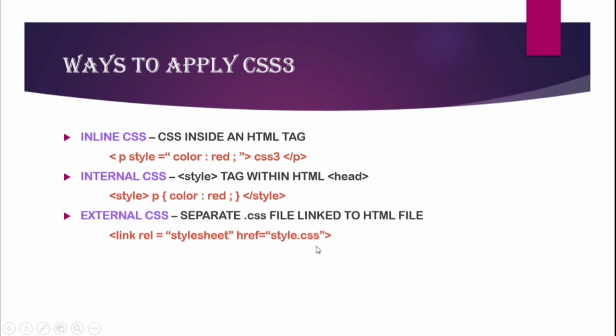So a .css file is nothing but the CSS main file. Every main CSS file should have .css as an extension. By using this link tag, we will add the CSS file to our HTML page. That is nothing but the external CSS. These are the three ways that you can add the CSS to the HTML: inline CSS, internal CSS, and external CSS.